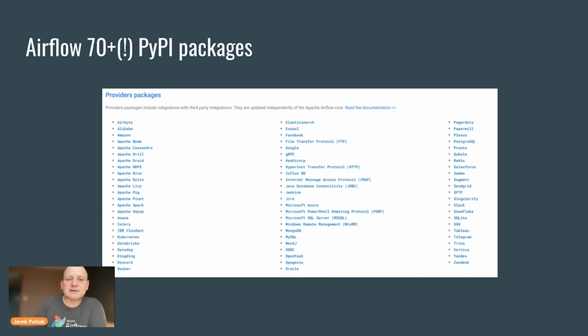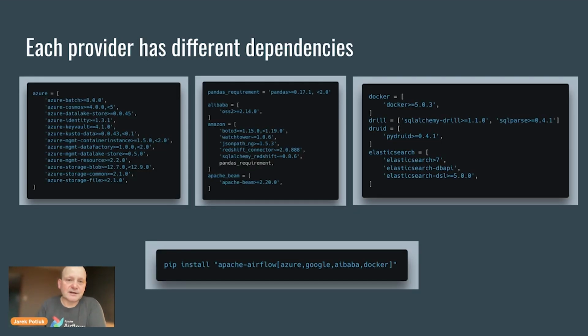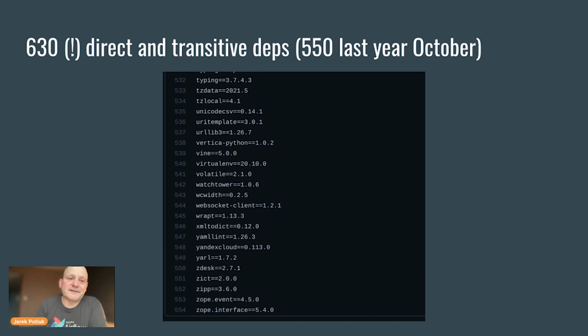So you have those 70 packages that you have to manage. Each of them has a different set of dependencies, and those different providers, as we call them, have completely different sets of dependencies, and we have to put them together. Sometimes you want to install Airflow and add the Azure provider, Google provider, Docker provider, Alibaba provider, and you name it. And putting together all the dependencies of all of those providers, it's a lot. It's a lot of different dependencies.